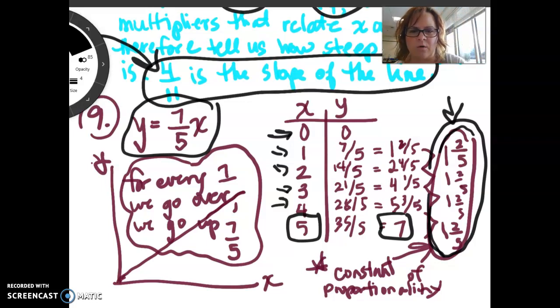So for every 1 we go over, we go up 1 2/5. Or in this case, we're going to write it as an improper fraction. For every 1 we go over on x, we go up 1 2/5. Over 1, up 1 2/5, and so on.